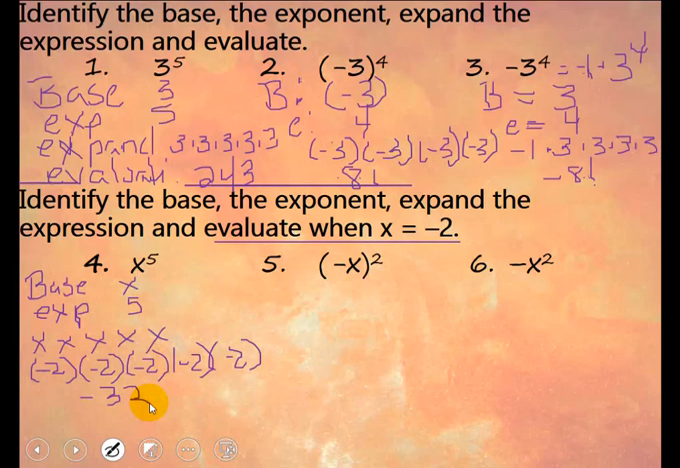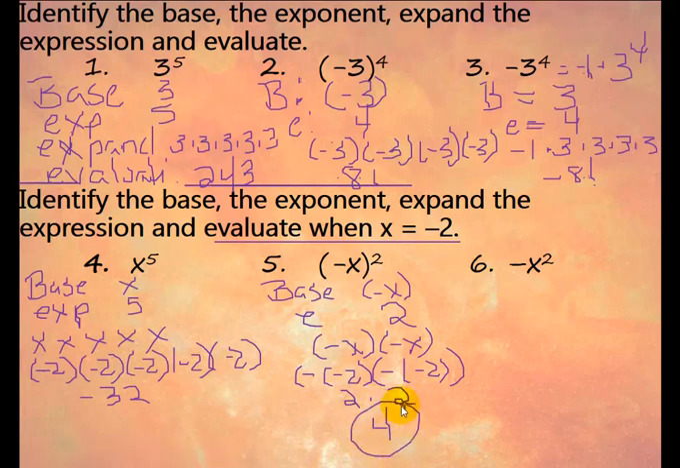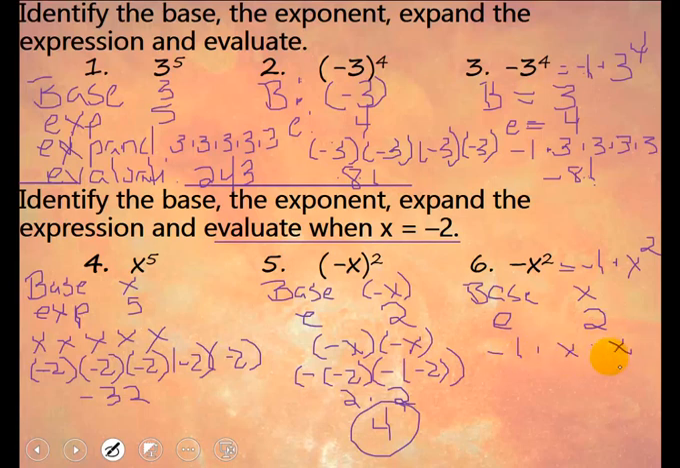All right, the base here is -x. My exponent is 2. If I expand it, I get -x times -x. And if I plug in, I get negative of -2. Watch all these negatives. This is crazy. This becomes +2, and this becomes +2, so I get 4. This answer is 4. This is -1 times x squared, different than this one. My base is x. My exponent is 2. If I expand this, I have -1 times x times x. If I evaluate this, I get -1 times -2 times -2. This answer is -4.